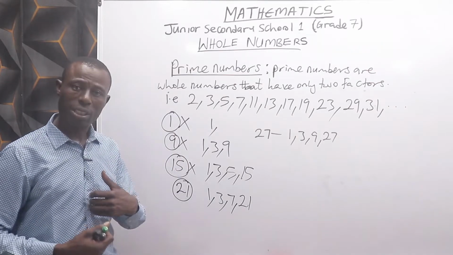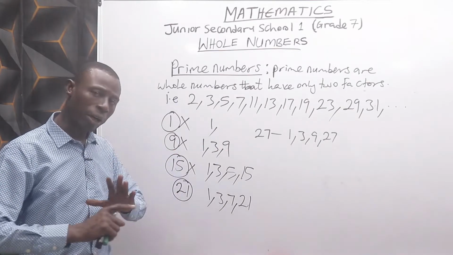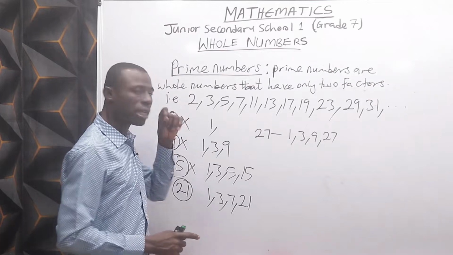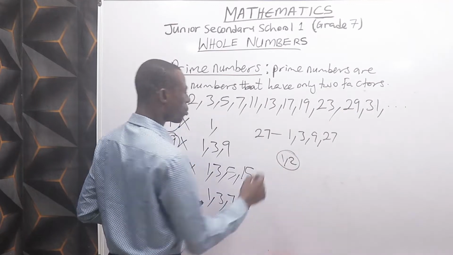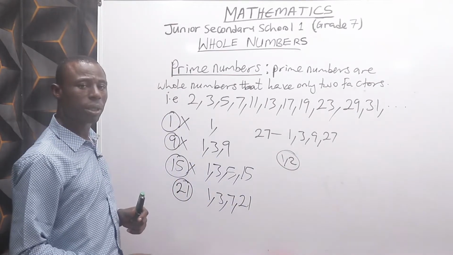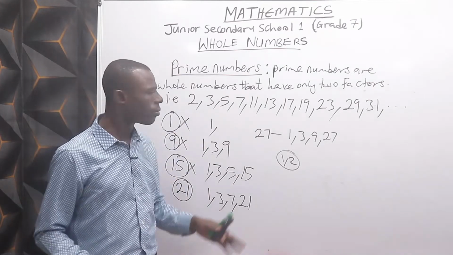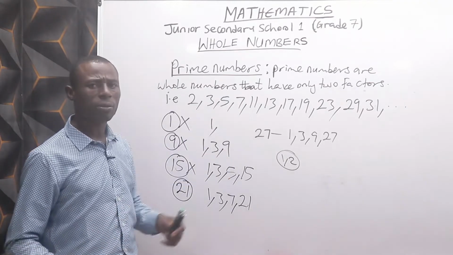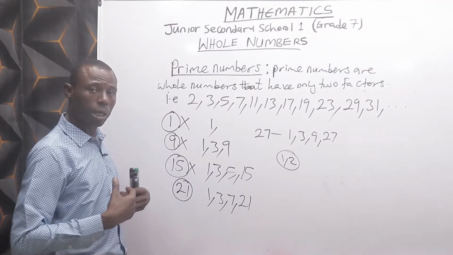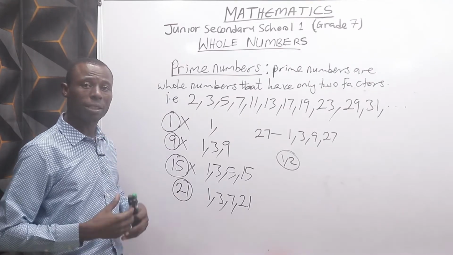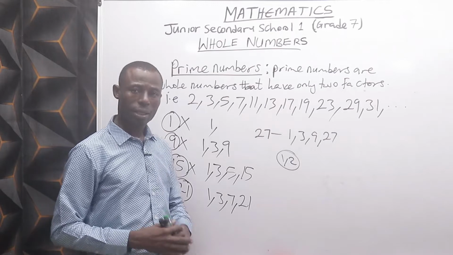So I want to believe you understand why 1, 9, 15, 21, 27 and others like that are not prime, and why 2 is a prime number. 2 has 2 factors, as you can see. It has 1 and 2 that can divide into it. 3 also has 1 and 3. 5 has 1 and 5, 7, 1 and 7, 11, 1 and 11, and so forth. And that is why they are prime numbers. You can now be sure of prime numbers anytime you want to extract prime numbers from a set of large numbers. So that is it.